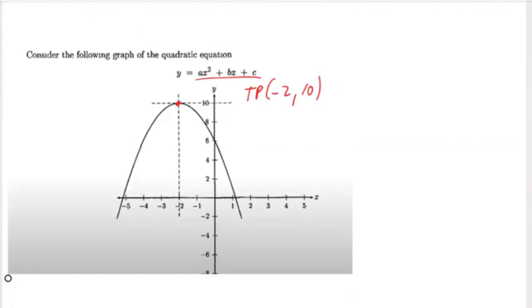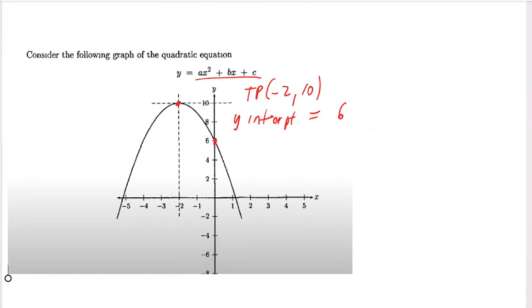And what else do we know? We also know our y-intercept. There is our y-intercept. So our y-intercept is equal to 6. Okay, we can see our y-intercept. We can also see the x-intercepts, but now it's difficult for us to see because they are not whole numbers, like 1, 2, 3, 4, 5.